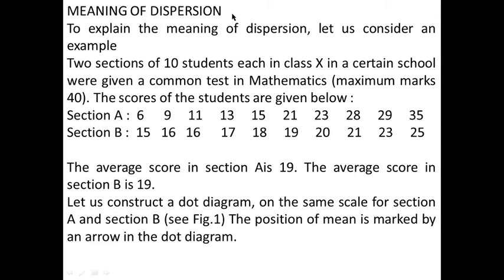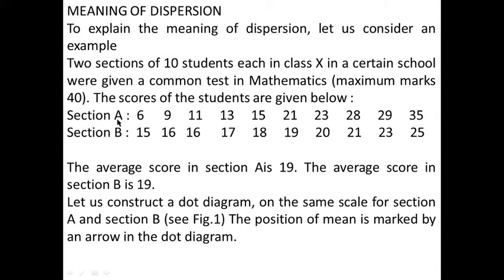Meaning of dispersion. To explain the meaning of dispersion, let us consider an example. Two sections of 10 students each in class 10 in a certain school were given a common test in mathematics, and the maximum marks are 40. The scores of the students are given below.